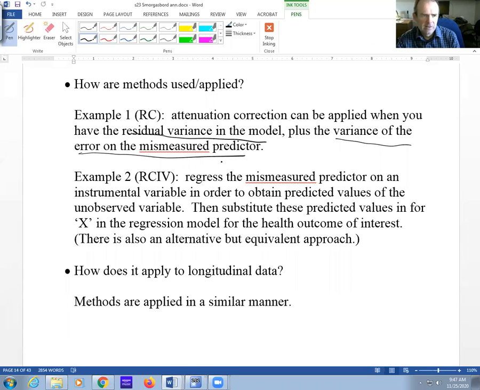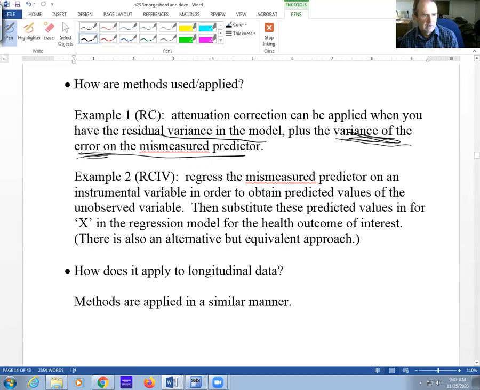Now, this is the hard part, though, is actually getting this. Getting an understanding of the error that you have in X. And that's why I think probably these methods aren't used more than they should be, is because it's hard to estimate that. You need to get that information.